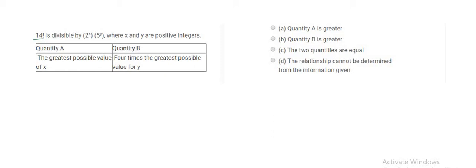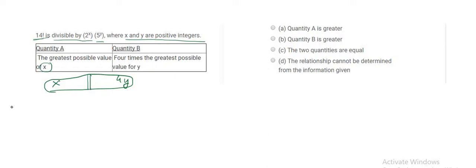Hello. The problem statement here says that factorial 14 is divisible by 2 to the power x and 5 to the power y, where x and y are positive integers. And based on this information, we have to compare the greatest possible value of x to 4 times the greatest possible value of y. So we have to compare these two values and see if there is enough information to compare them, and if there is, whether they're equal or greater than or less than each other.